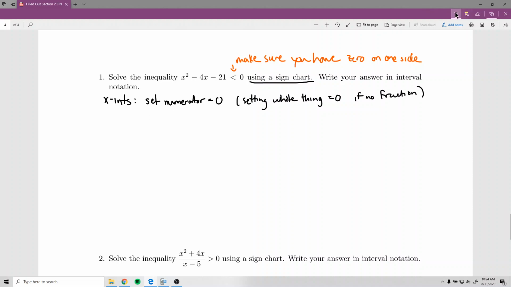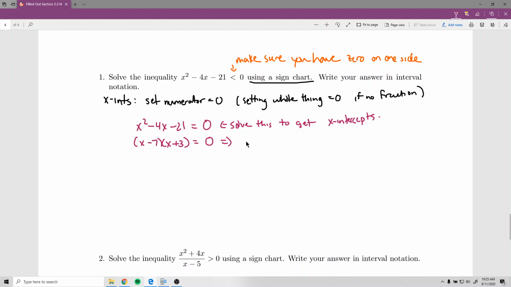All right, so what we're going to do is set the whole thing equal to 0. x squared minus 4x minus 21 equals 0, and solve this to get the x-intercepts. The x-intercepts are where the function equals 0, so that's why this makes sense. Right, so we can factor this. x minus 7 and x plus 3 work because -7 and 3 multiply to -21 and add to -4.